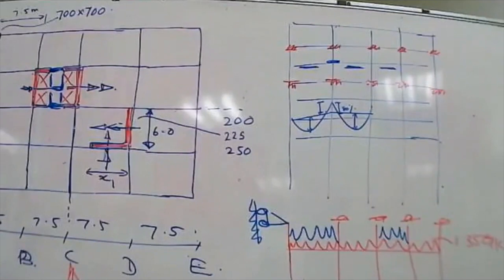Yeah. There was a question on earthquakes. And what will happen when you do the redistribution in case of an earthquake? So what happens is, with redistribution, we are reducing the bending moment at the support, and the bending moment in the beam is reduced.